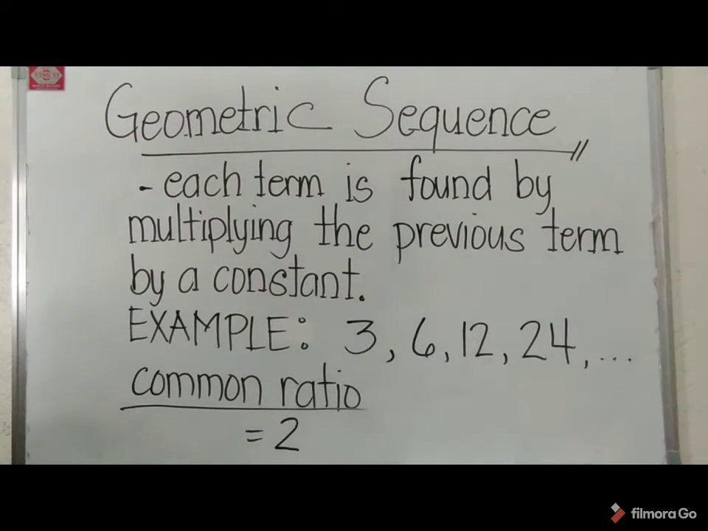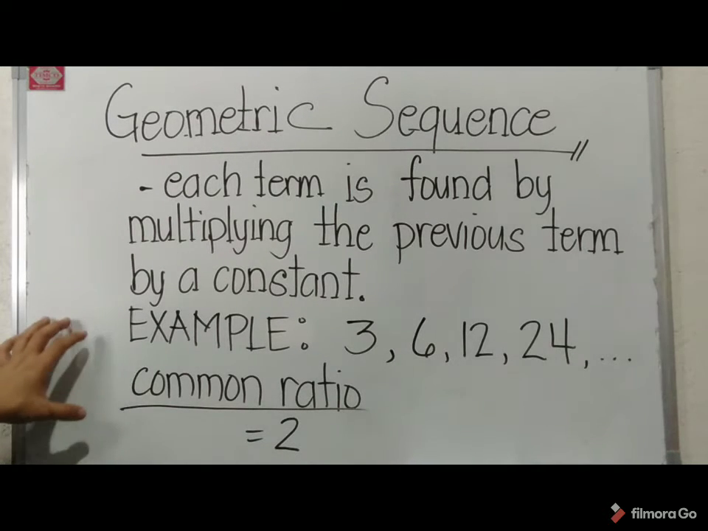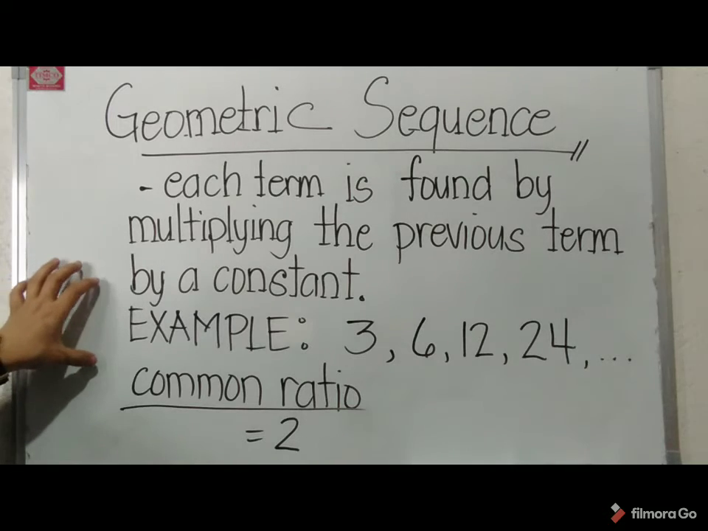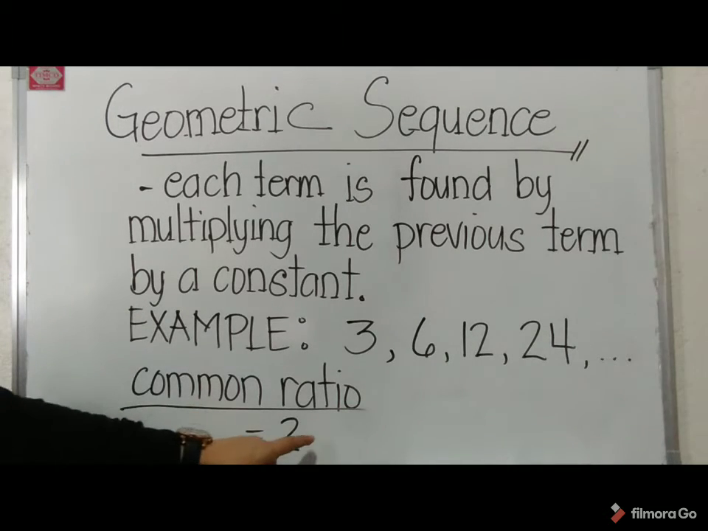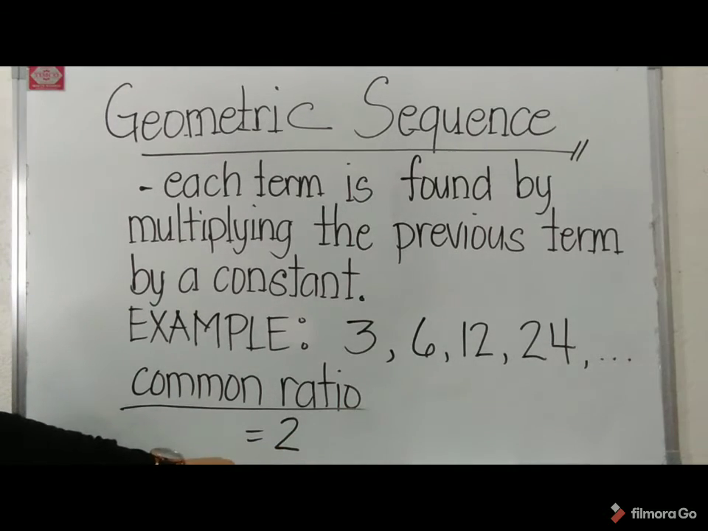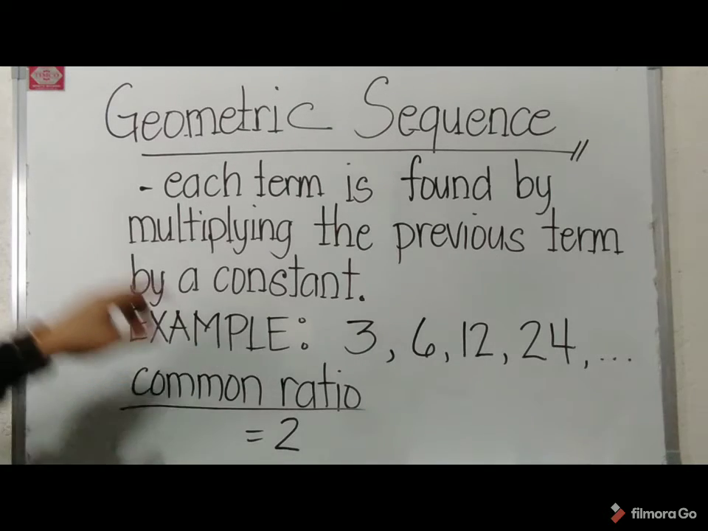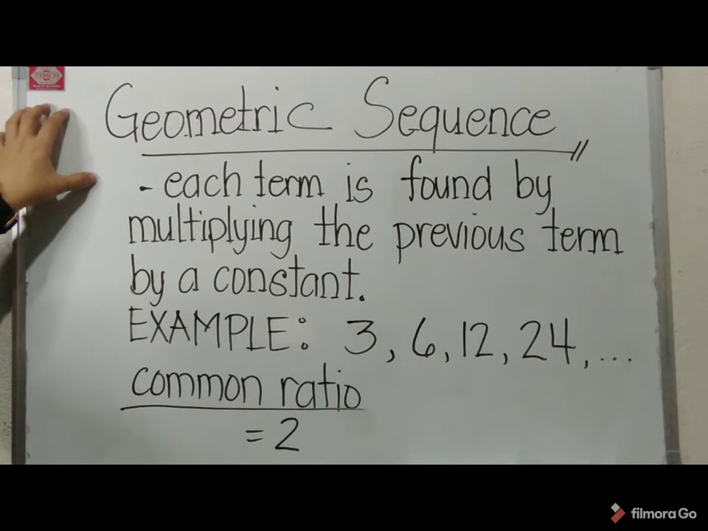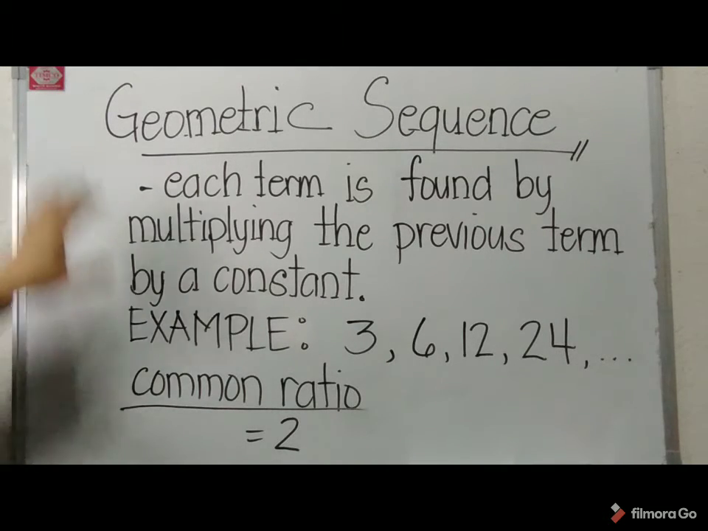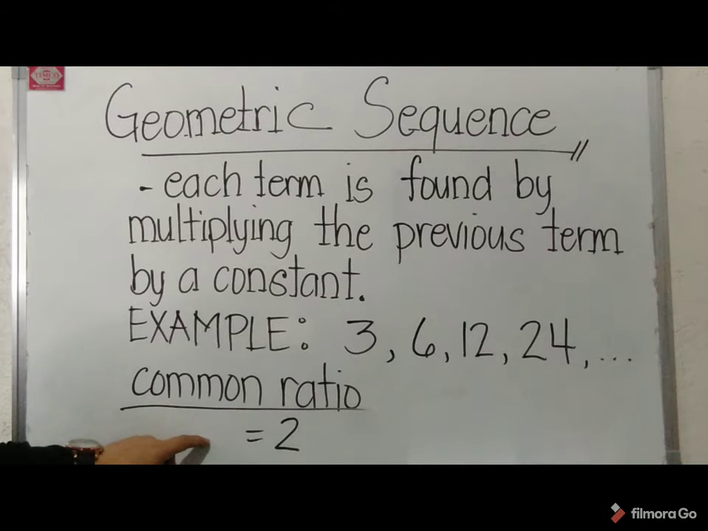So, kung kanina sa arithmetic sequence natin, meron tayong tinatawag na common difference. Sa geometric sequence, may tinatawag tayong common ratio. So, tandaan yung pagkakaiba. Sa arithmetic sequence, common difference. Sa geometric sequence, meron tayong common ratio. So, let's have another example para sa geometric sequence.